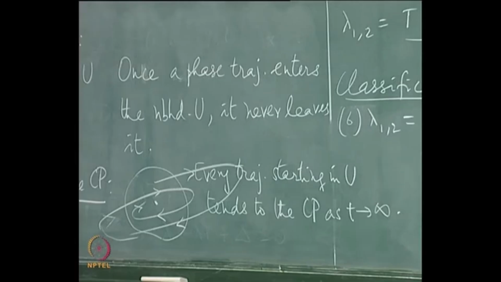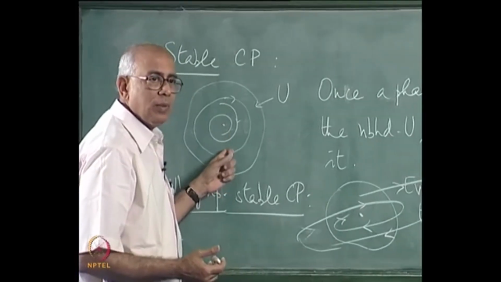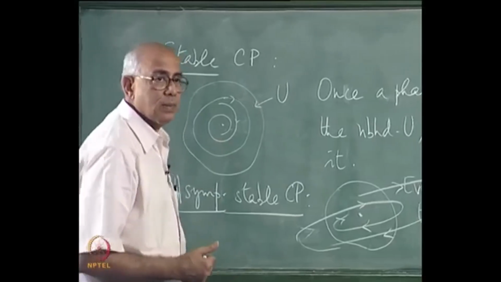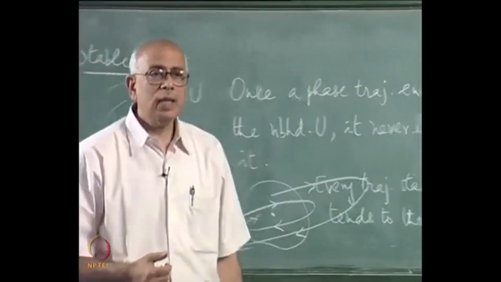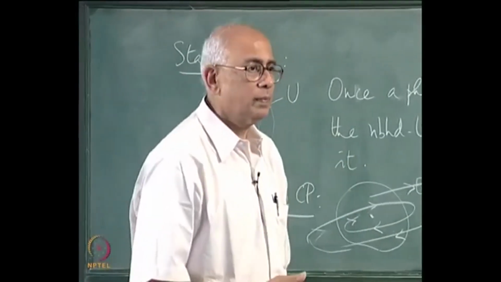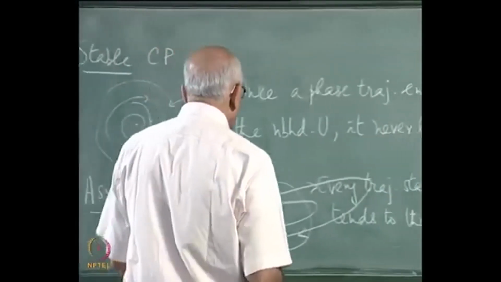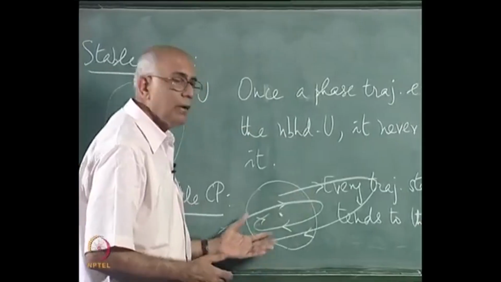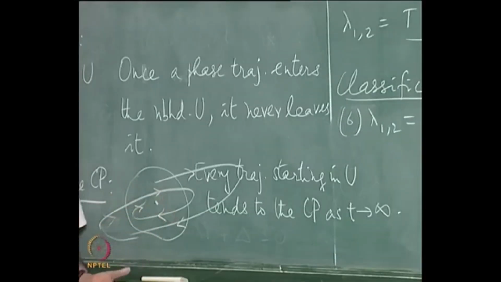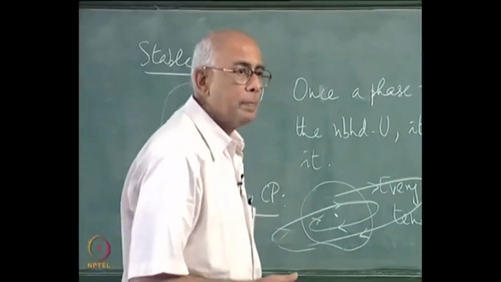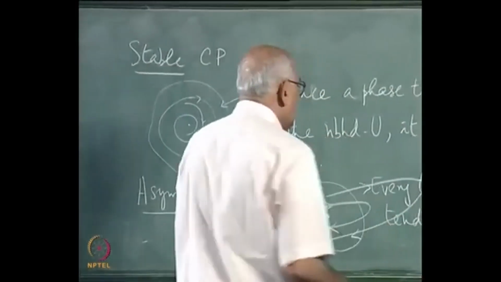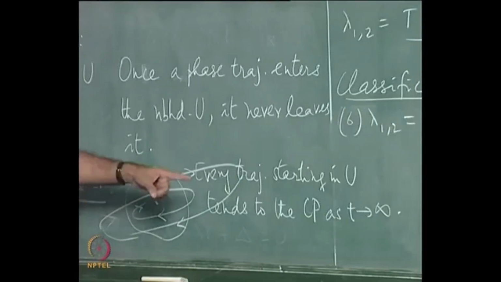You could have a critical point that is stable as well as asymptotically stable, but it is not necessary. Centers particularly are stable, not asymptotically stable, and asymptotically stable spiral points could have behavior like this. They need not be stable, but they would definitely be asymptotically stable. The statement is that, given a neighbourhood, there exists this sort of behavior.